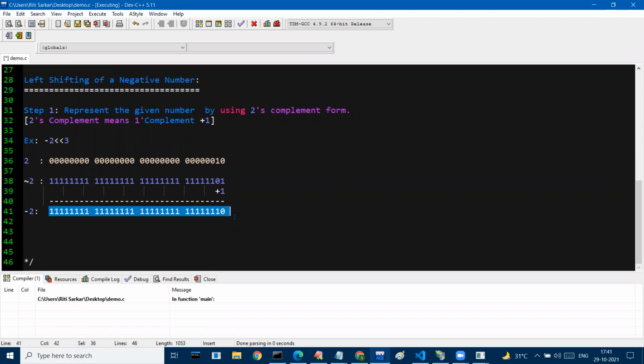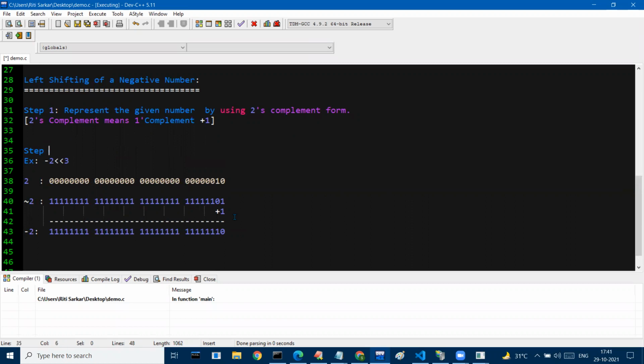So just now I completed step 1. After that, what about step 2? Currently we are dealing with negative number left shifting, where the very first step is to find the number's 2's complement. Up to that we have done. Next, what is step number 2? Now I need to perform left shifting. Step 2: left shift the number.